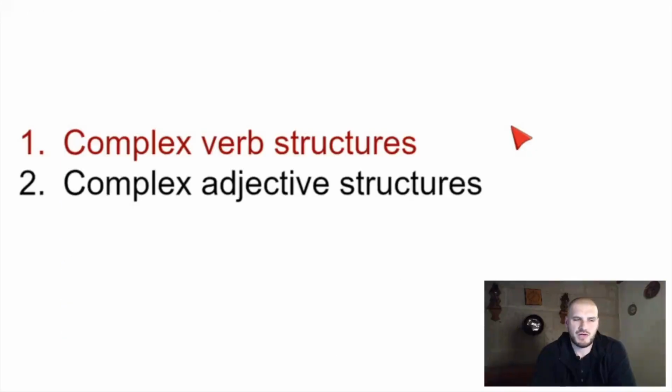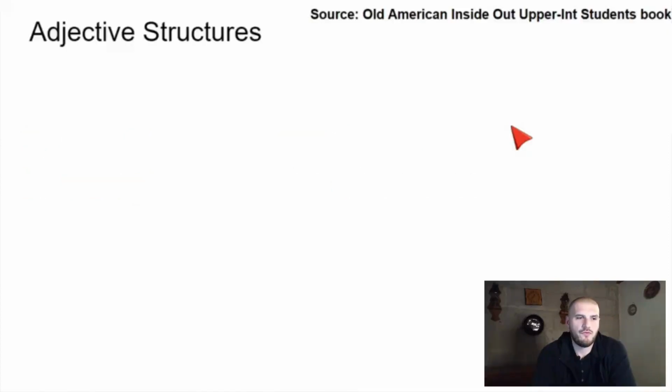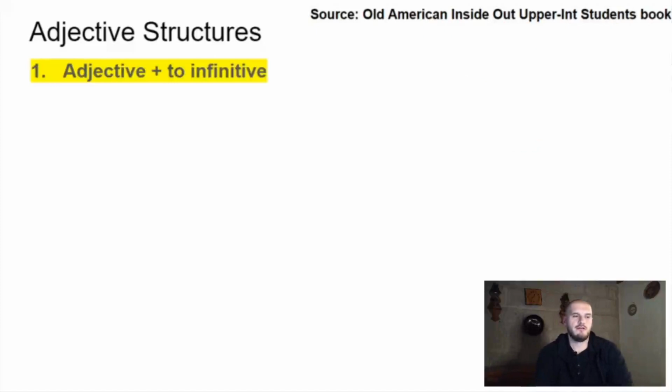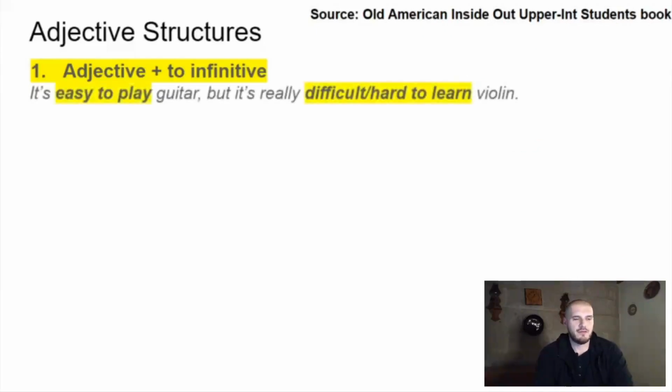So that was verb structures. Let's have a look at adjective structures. This is from an old American Inside Out upper intermediate student's book, okay? There are a few different adjective structures for us to look at. The first one is adjective and then the infinitive with "to". For example, easy to do, easy to play, difficult to learn, difficult to do, okay? It's easy to play guitar, but it's really difficult to learn violin.